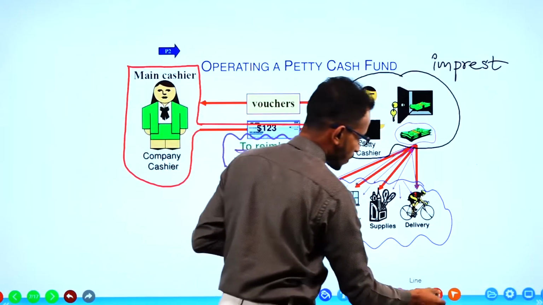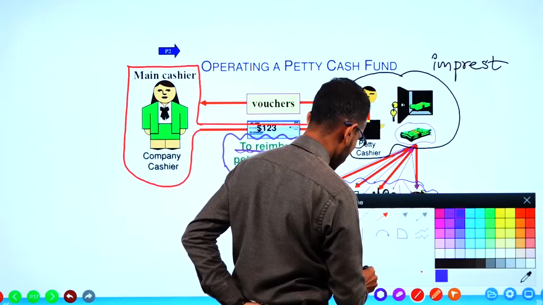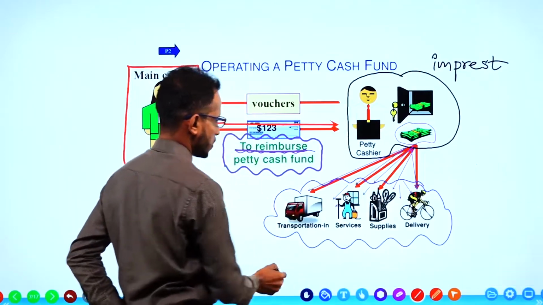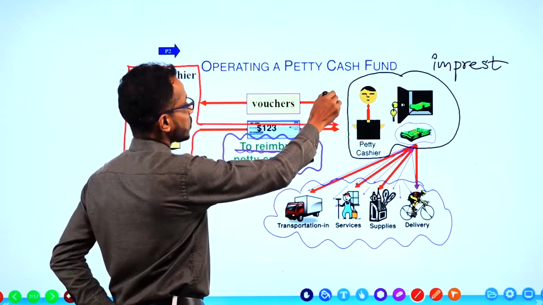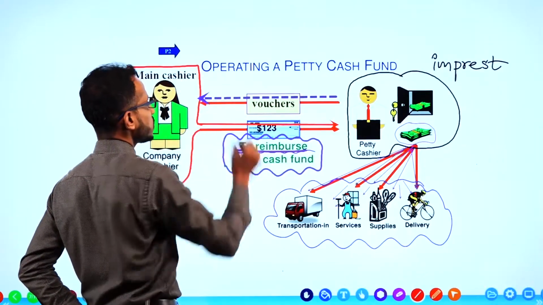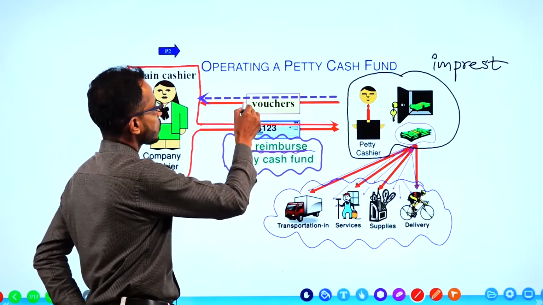So, when the petty cashier proves all his expenses which he has done during the month with the source documents. What is the source document? Vouchers.